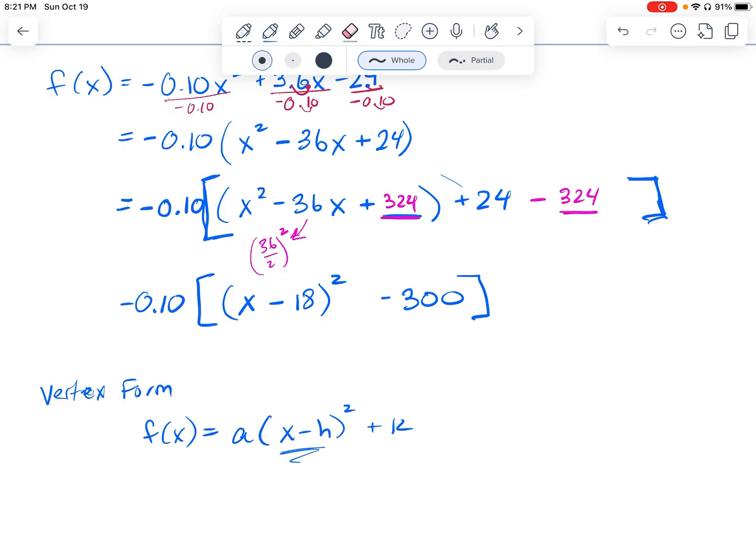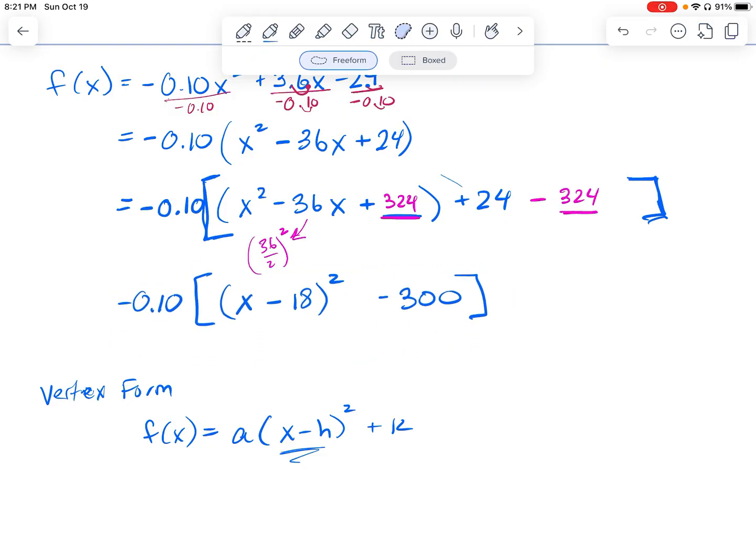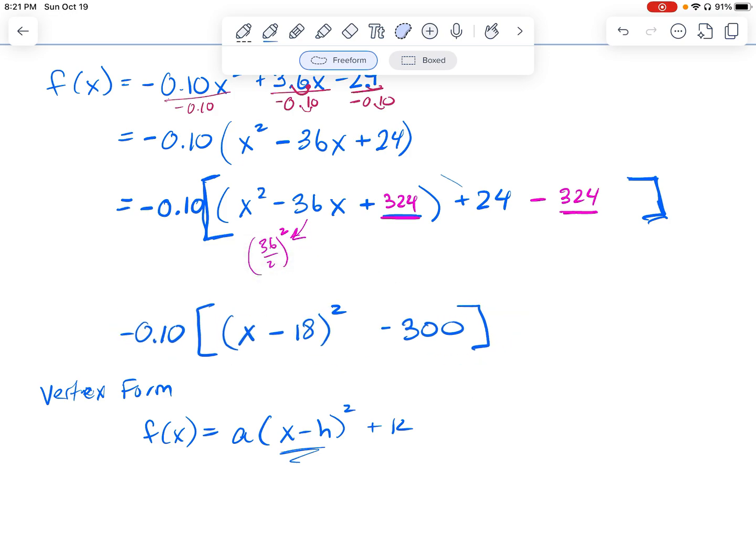A lot like our vertex form. However, the vertex form doesn't have these brackets with that a out in front of everything. A is not attached to the k at all. So I'm going to distribute. I'm going to take that negative 0.10 and distribute it to this term and also to the second term.